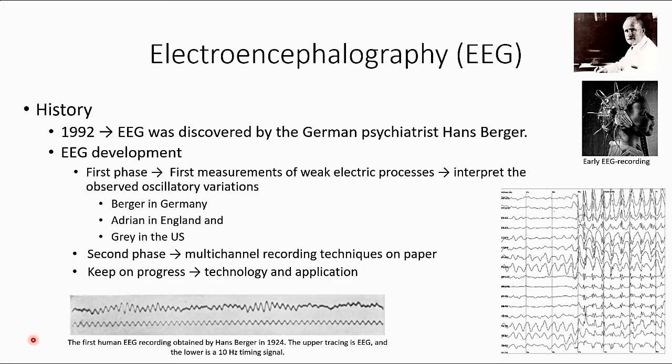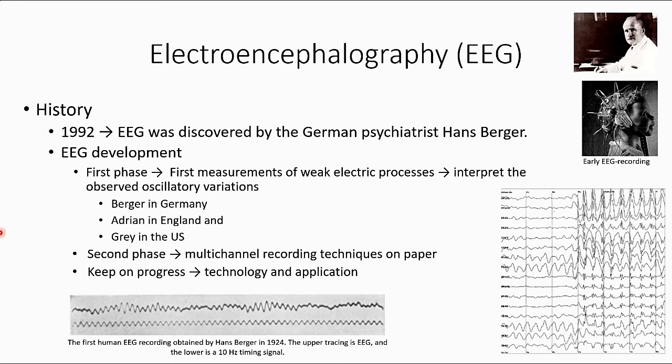Next, I'll give you an overview of electroencephalography, or EEG. EEG was discovered in 1929 by the German psychiatrist Hans Berger. The development of EEG proceeded in certain phases. In the early days, there was the first measurement of weak electric processes with a sensitive voltmeter. At this phase, researchers aimed to interpret the observed oscillatory variation.